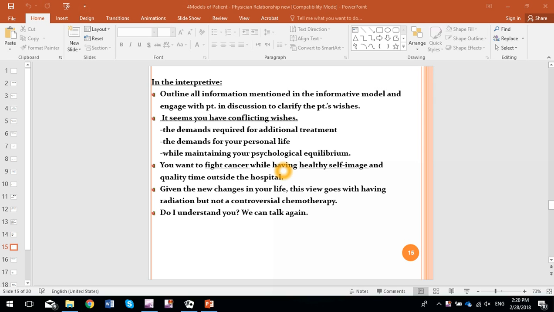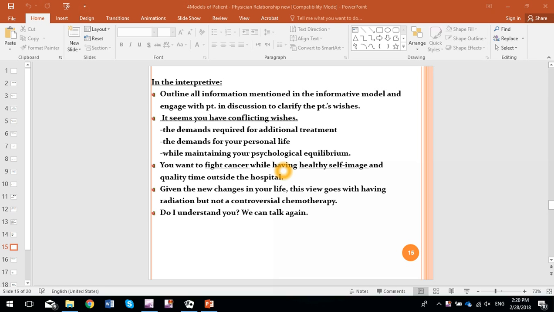In the interpretive model, again, the physician outline all the information mentioned in the informative model and then engage with patient in discussion to clarify the patient wishes.